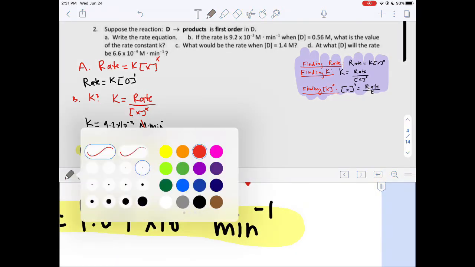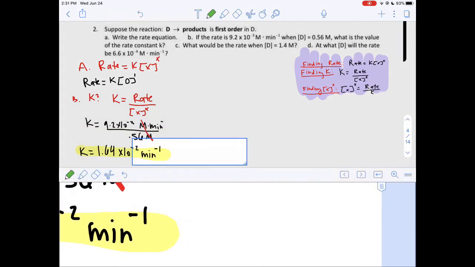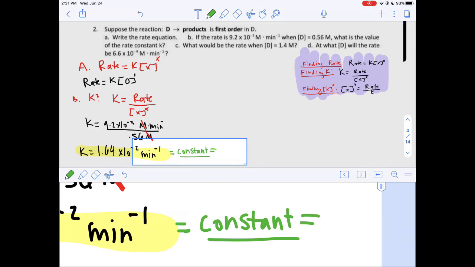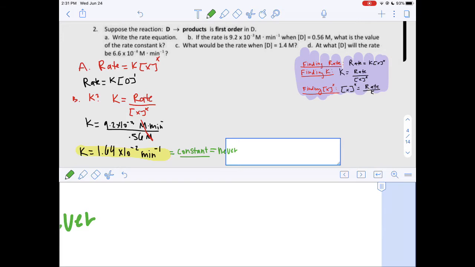Since K is a constant, you will need to use it for the rest of the problems. It's not going to change. The molarity and the rate might change throughout the rate laws, like by the order, if you add a more concentrated solution or something. But since this is a constant, it's never going to change. So you get to use it for the majority of your problems, for parts C and D.